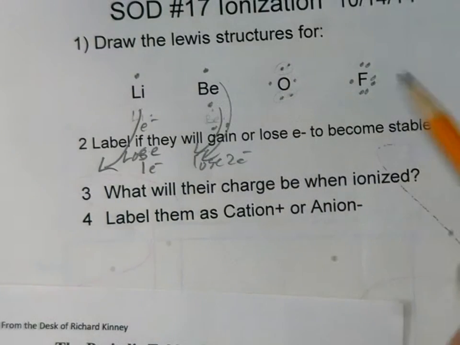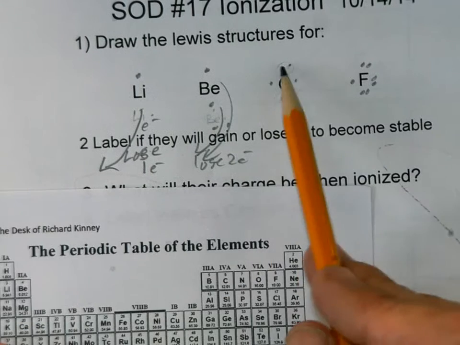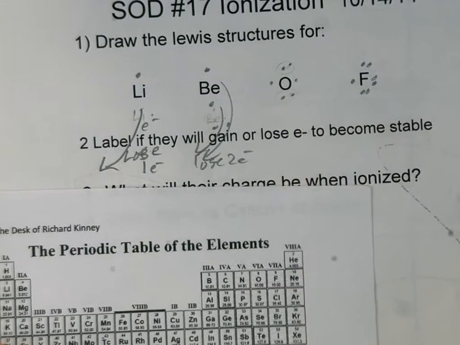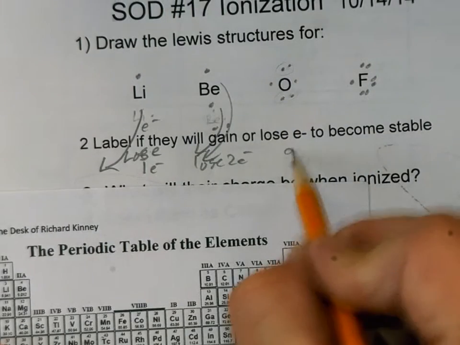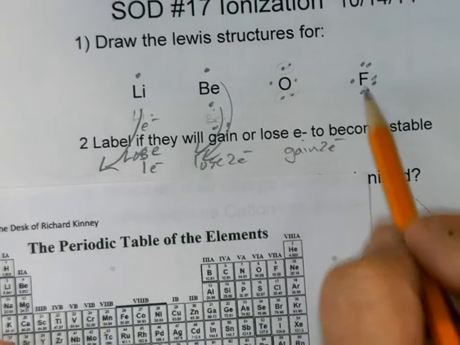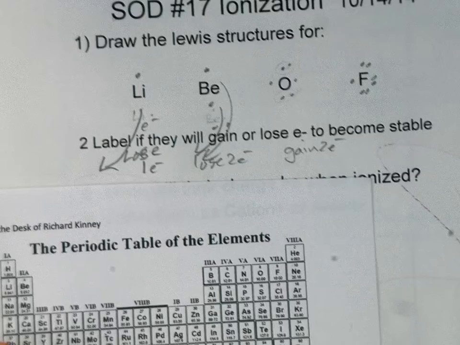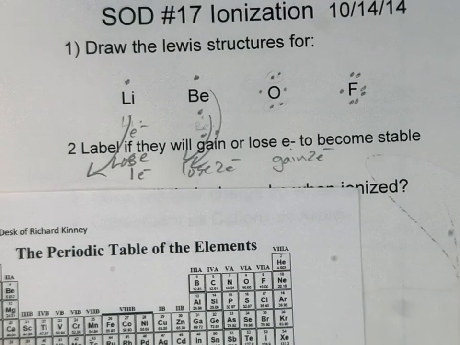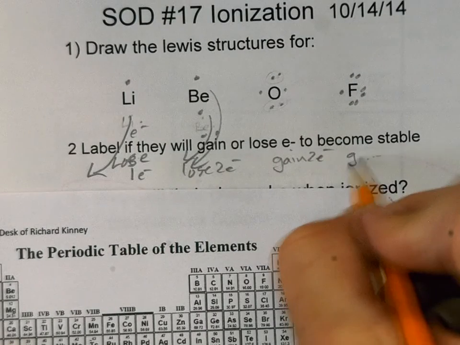Oxygen. Now we're on the other side of the chart. Is it going to be easier to lose 6 or to gain 2? It's going to gain 2 electrons to become stable. And then fluorine, how many does it need to lose or gain to become stable? It needs to gain 1.